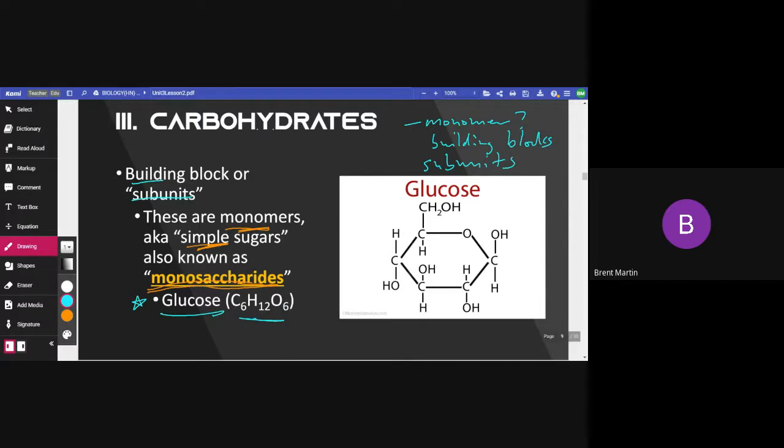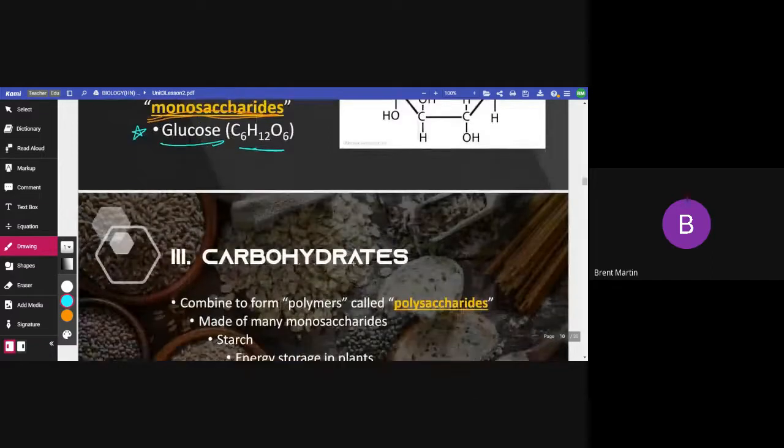All right, so two things you definitely need to be aware of are the building blocks and the functions. The building block of a carbohydrate is a monomer, a simple sugar, a monosaccharide. It's all the same word. It's like producer and autotroph. It means the same stuff, right? But the real example of it is this glucose, okay?